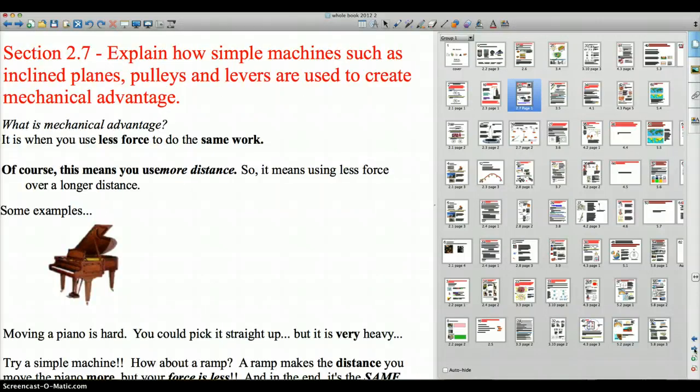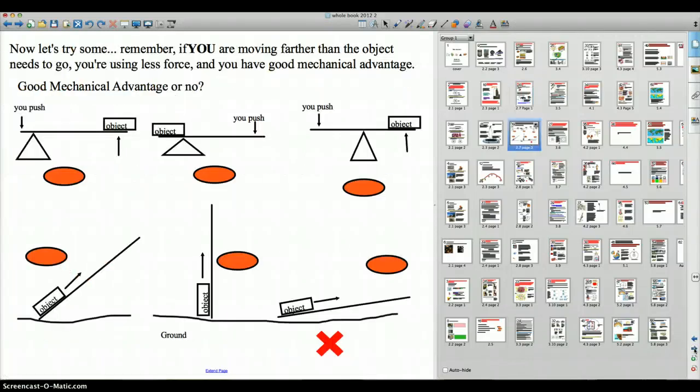Mechanical advantage is when you use the same amount of work but less force over a longer distance. You can do that by using a simple machine, like, let's say, an inclined plane, or a lever, which would be like a car jack. Understand when you have good mechanical advantage and bad mechanical advantage.